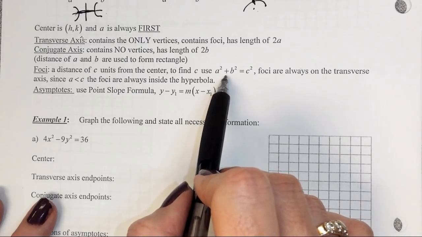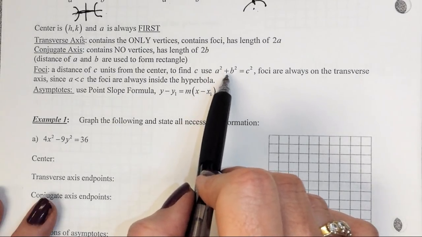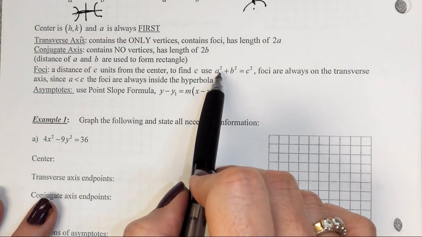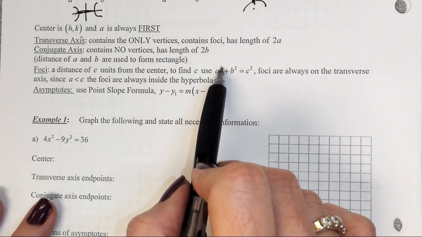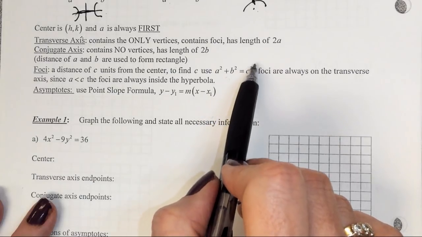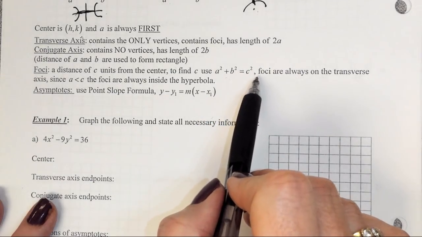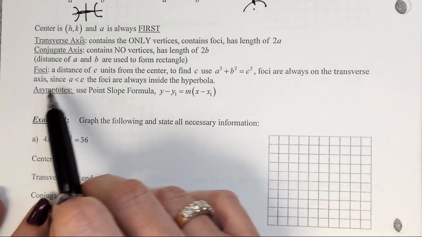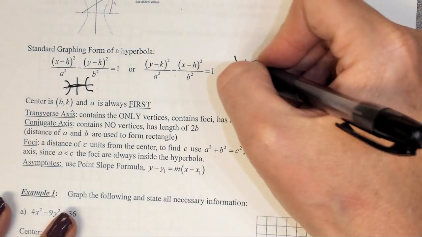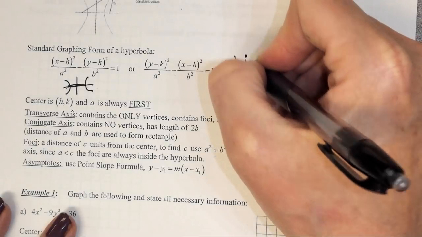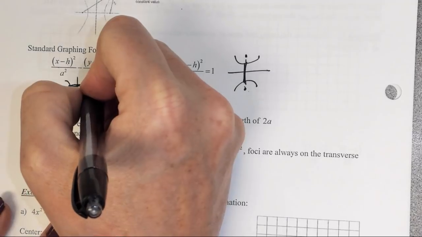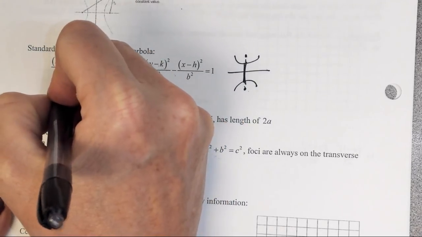Now look at this, guys. What do we use for ellipses? A squared minus B squared equals C squared. With hyperbolas, it's A squared plus B squared equals C squared. And the foci are always going to lie on the transverse axis. So right here is the transverse axis. My foci have to be inside the hyperbola. There's where the foci have to be, inside the hyperbola, always.